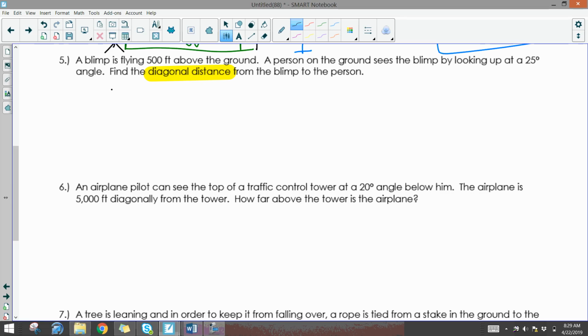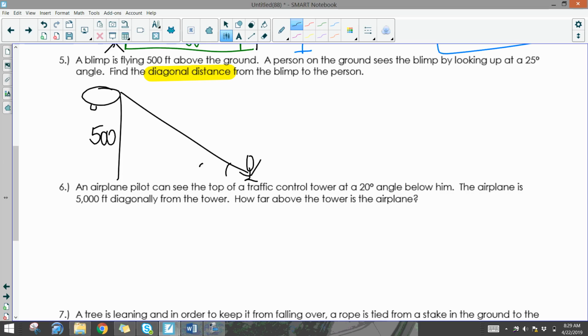So you have a blimp with somebody in it flying 500 feet above the ground. A person on the ground sees the blimp by looking up at a 25-degree angle. So you have a person on the ground looking up at a 25-degree angle. And I know I said you don't look from your feet, but it's not specifying, so it's assuming that all distances are. You don't need to add like we did in the last problem. Okay. This is going to be our right angle because it's the ground and it's a distance.